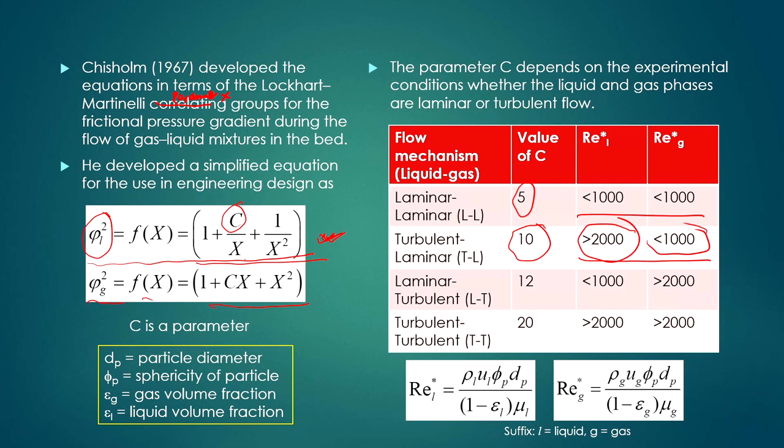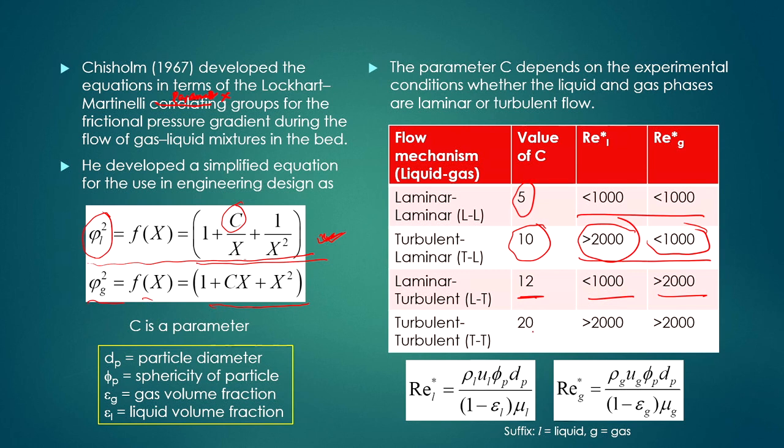If the liquid flow is laminar whereas the gas flow is turbulent, that means higher superficial gas velocity, the c value is 12, where the Reynolds number for the liquid is less than 1000 and the gas Reynolds number is greater than 2000. And when both phases are turbulent, a different c value applies.